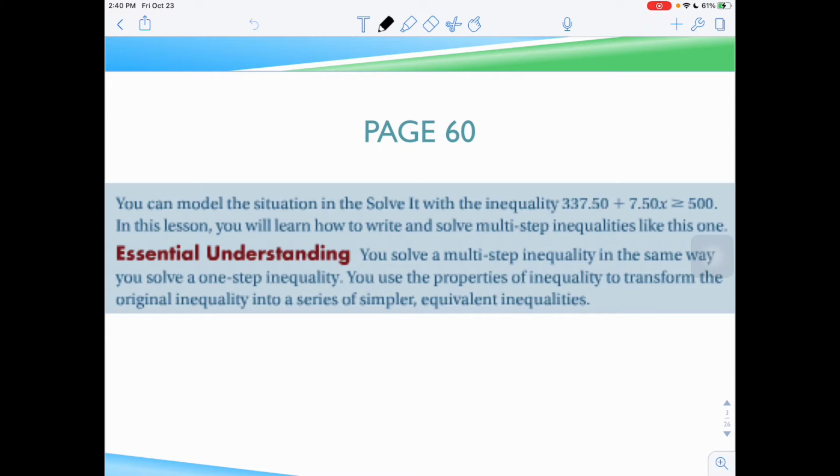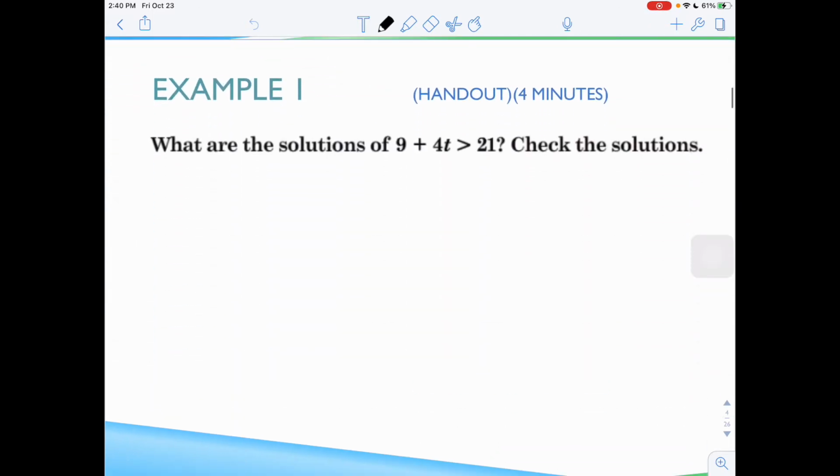In this lesson, you will learn how to write and solve multi-step inequalities like this one. You solve a multi-step inequality in the same way you solve a one-step inequality. You use the properties of inequality to transform the original inequality into a series of simpler equivalent inequalities. So for example 1, we have: what are the solutions of 9 plus 4t is greater than 21.